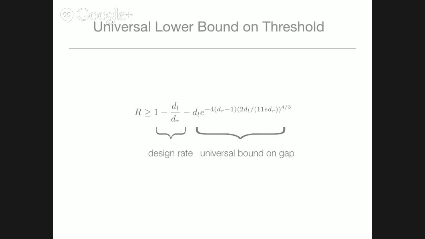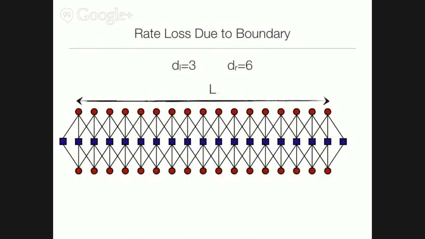Okay, now let's get to rate loss. So remember, we have a little bit of a problem here, because if it wasn't for the rate loss, this would be absolutely amazing. I could pick whatever chain length I wanted, and I would get extremely close to capacity.